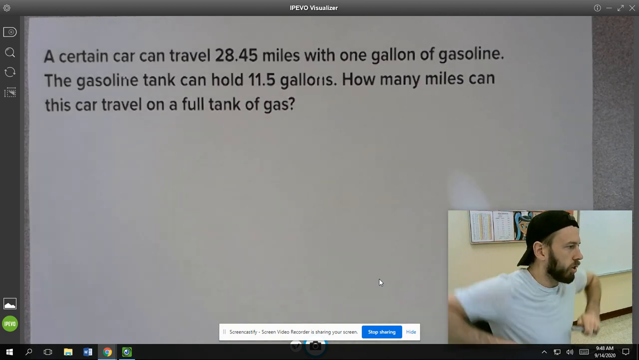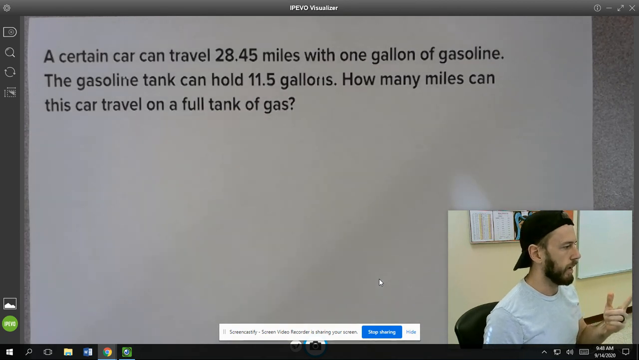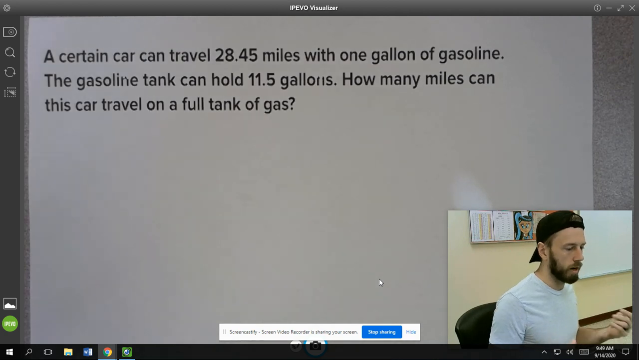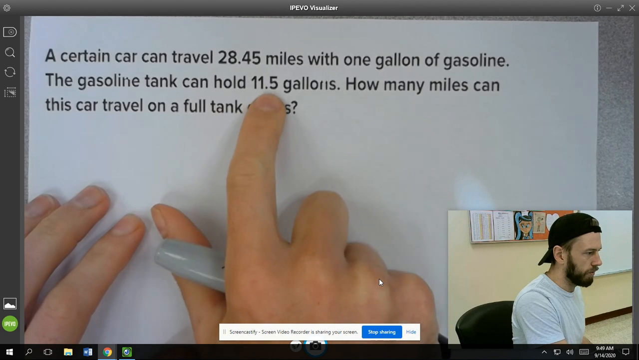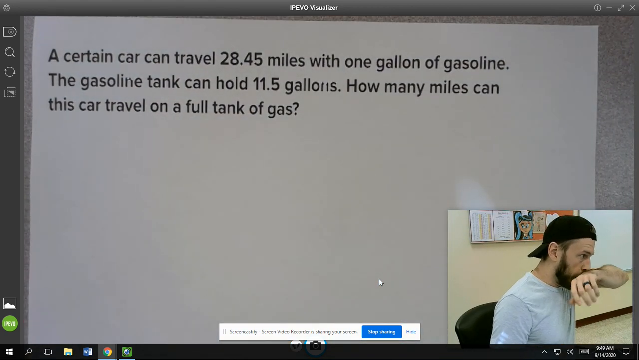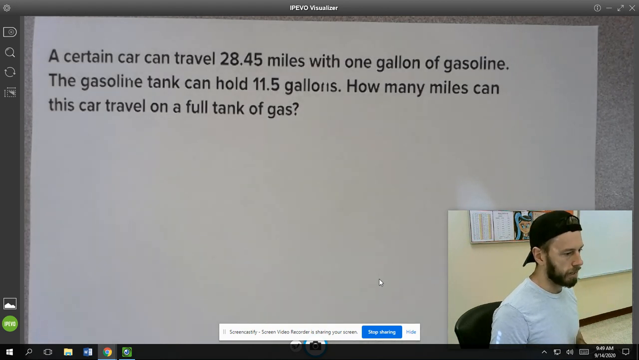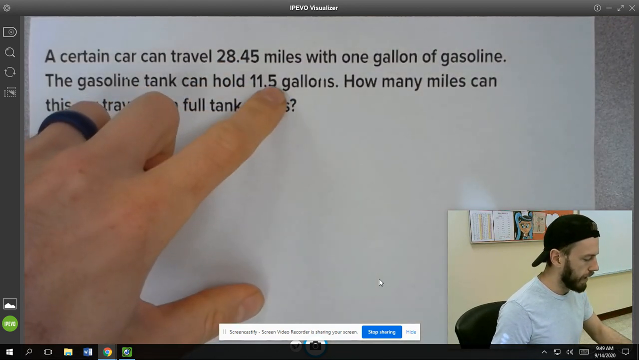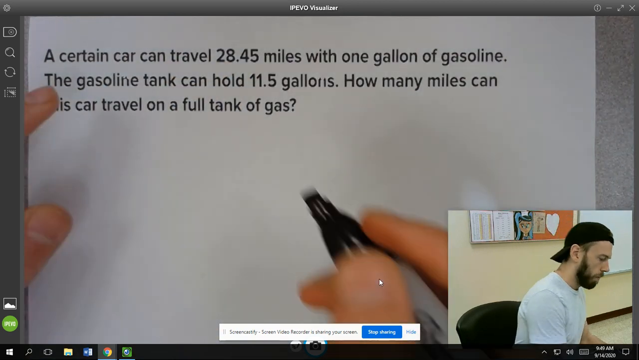This one: a certain car can travel 28.45 miles with 1 gallon of gasoline. The gasoline tank can hold 11.5 gallons. How many miles can this car travel with a full tank of gas? So it can go this amount of miles for every one of these gallons. Whenever you see words like per or each or something like that, then we're going to be multiplying these together. You multiply how many gallons it has times however many miles it can go per gallon. So we're going to multiply.